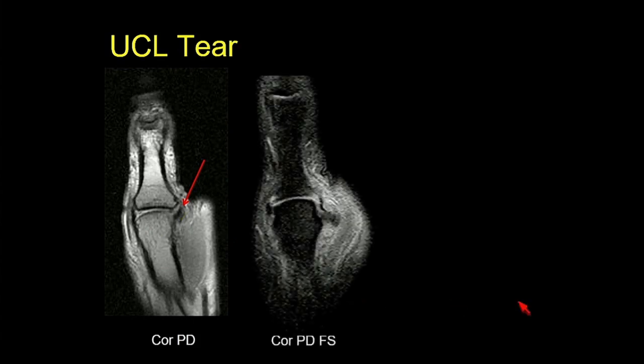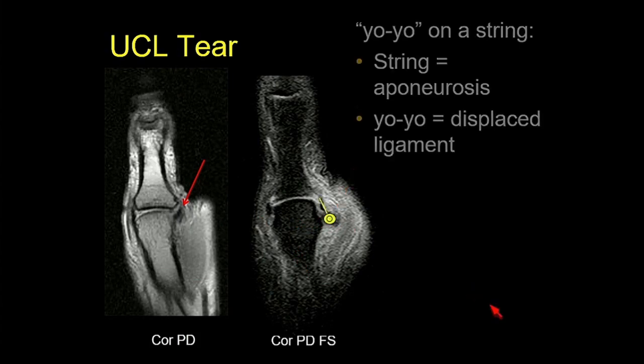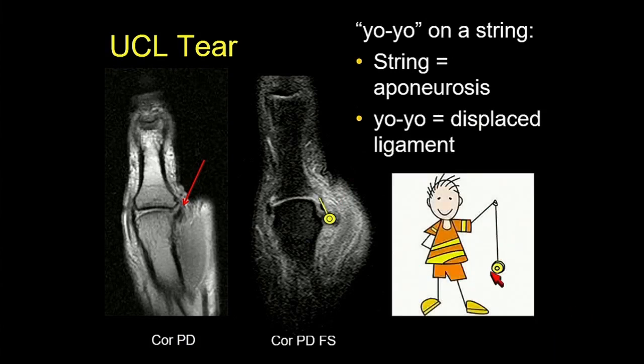So here on MRI is just a tear of the ligament, but it's not actually displaced. There's the aponeurosis on top of it. And here's one that is torn. You can see here that the ulnar collateral ligament is actually lying horizontal, and there is the aponeurosis. So that would be a Stener's lesion. They typically call this the yo-yo on a string appearance, as the aponeurosis and the displaced ligament look like that.